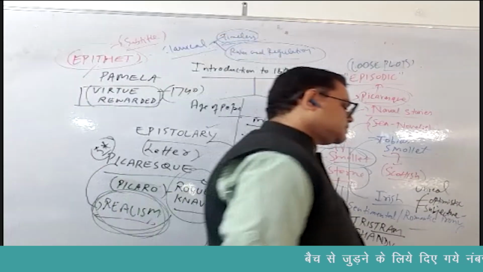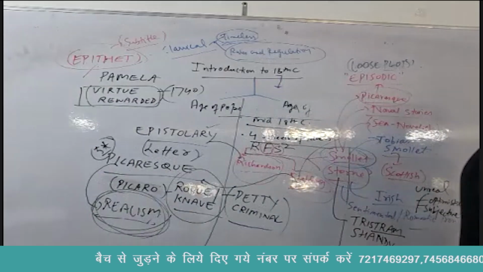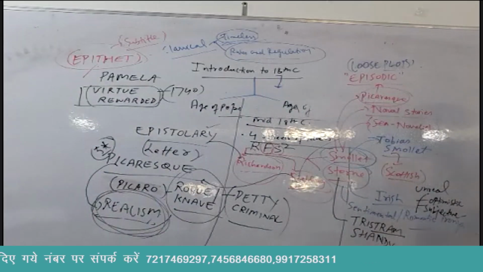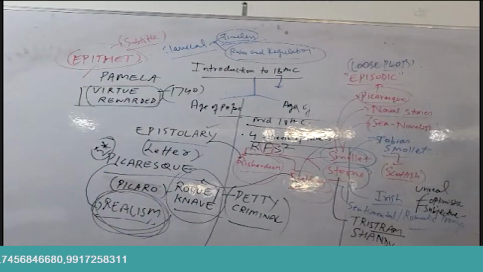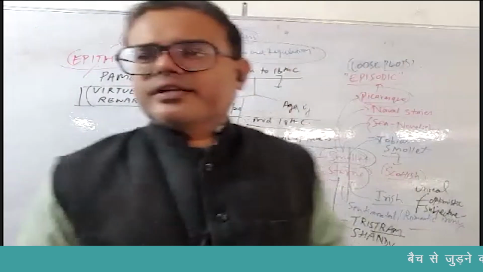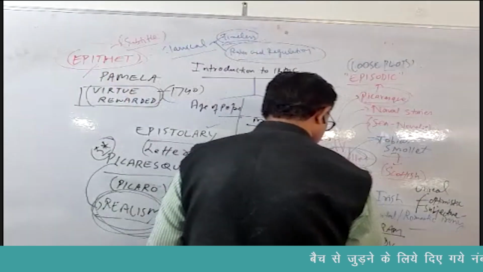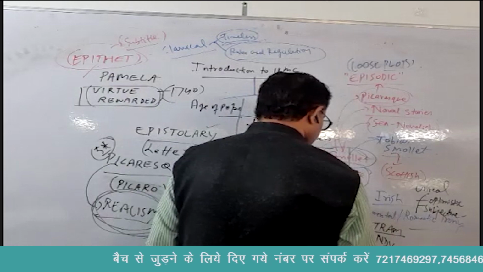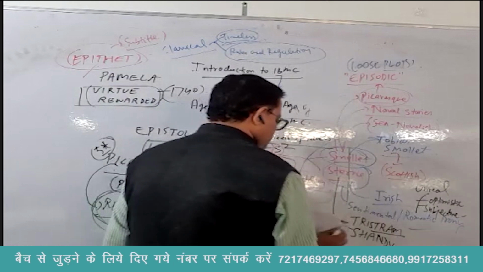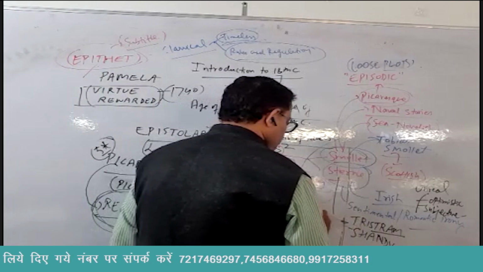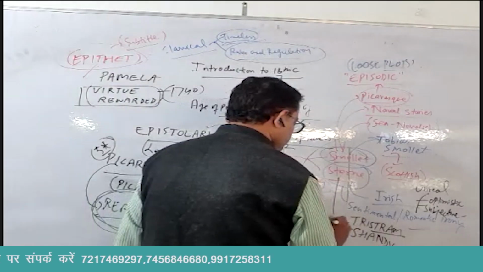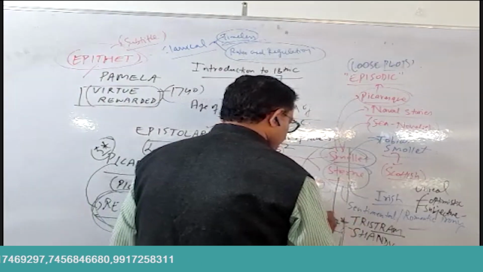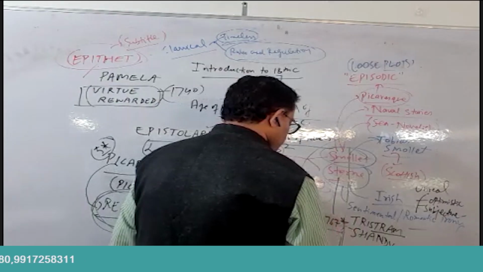Modern novels get a lot of inspiration from this work. Tristram Shandy, first published in 1759. Please write the years very carefully. 1759 to 1767. It appeared in 9 volumes.